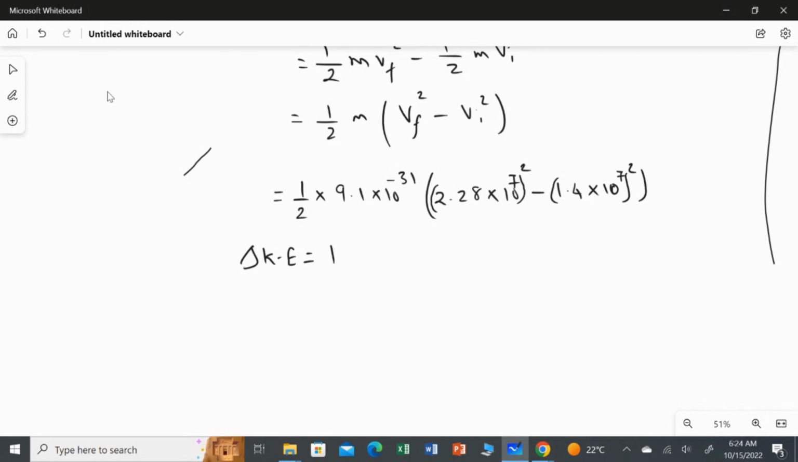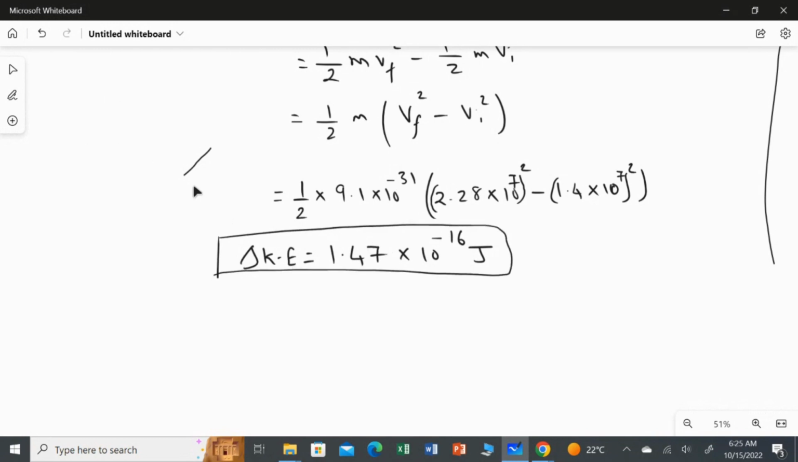What's the final answer? 1.47 multiplied by 10 to the power of minus 16, and the unit for the kinetic energy is joules. So this is the answer for the second question. Clear?